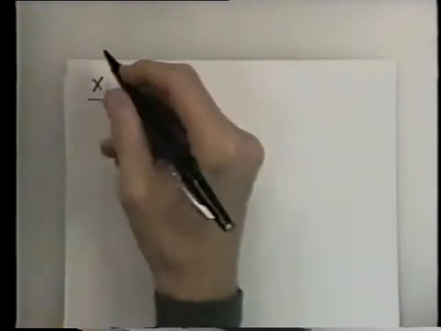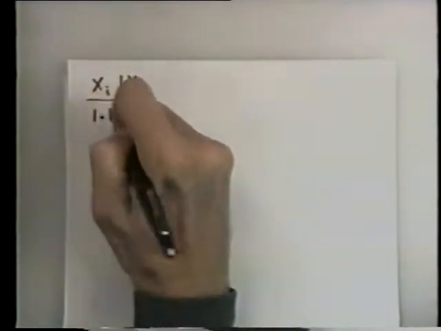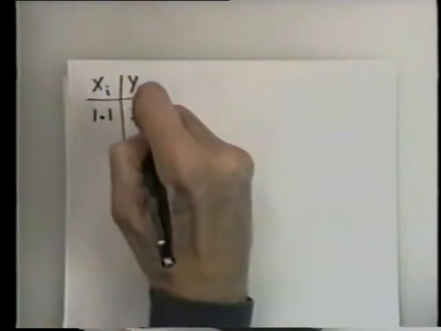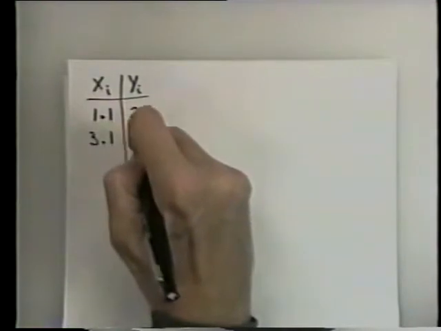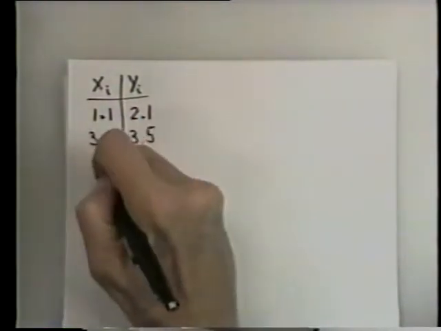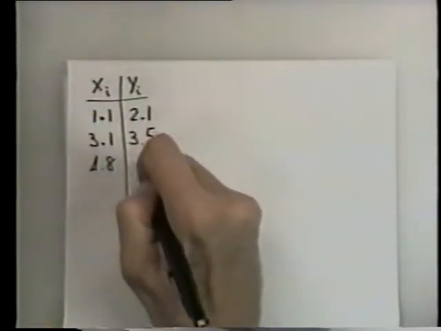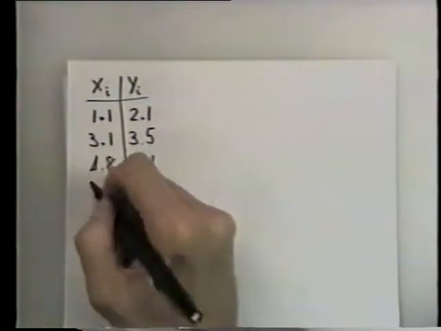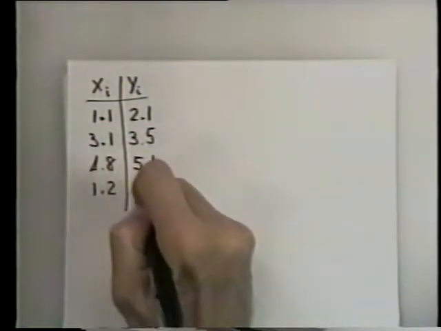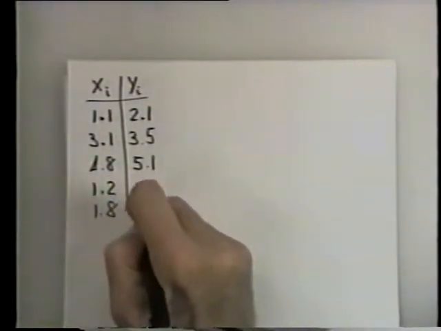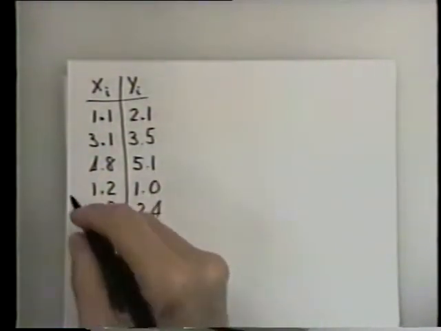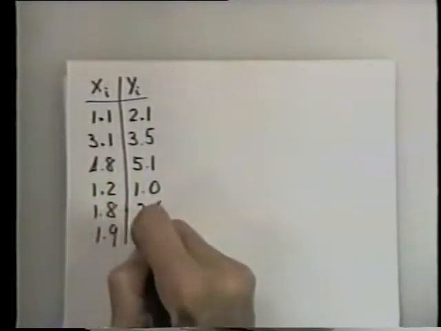So the values of this data set are 1.1 for x, 2.1 for y, 3.1 for x, 3.5 for y, 4.8 and 5.1, 1.2, 1.0, 1.8, 2.4, and 1.9, 2.0.